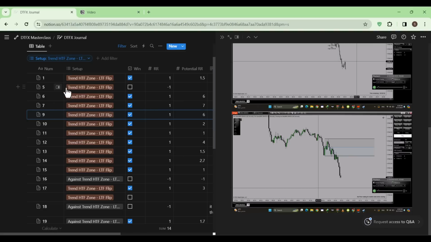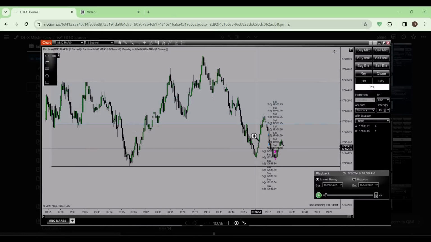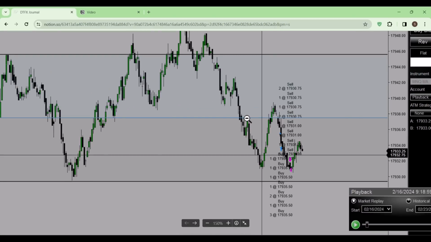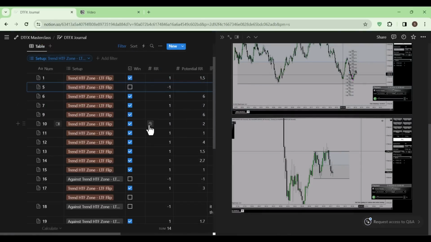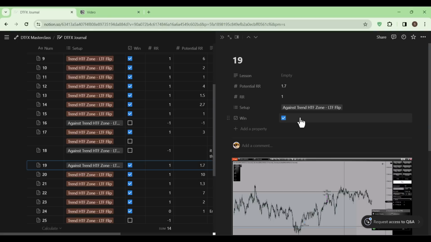Let's take a look at a losing example. So we have a zone right here, right? We return back to 50%. Let's take a look here. So this is the last low, the last high, protected low, protected high, displaced above it, broke this high, and then, all right, so this was a loser. Let's take a look at an example that is against the trend, and we can end this video here.